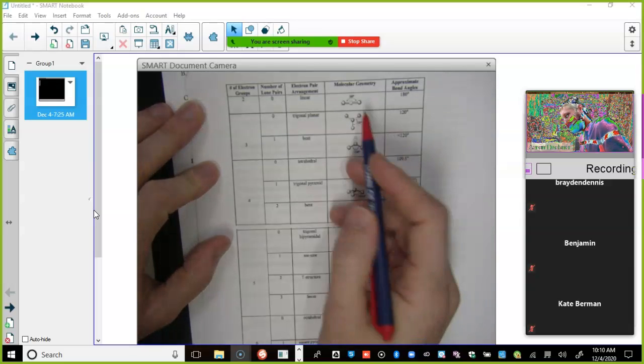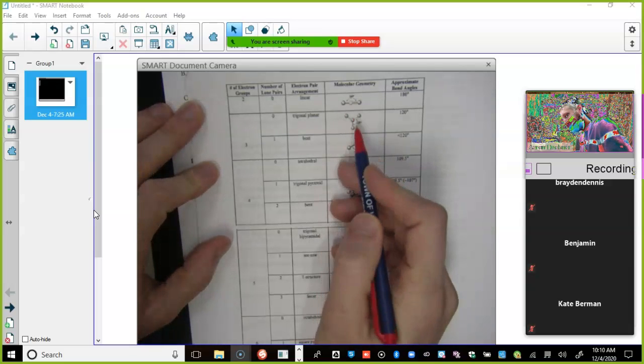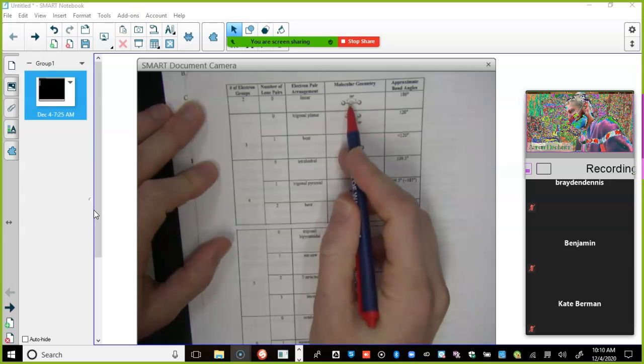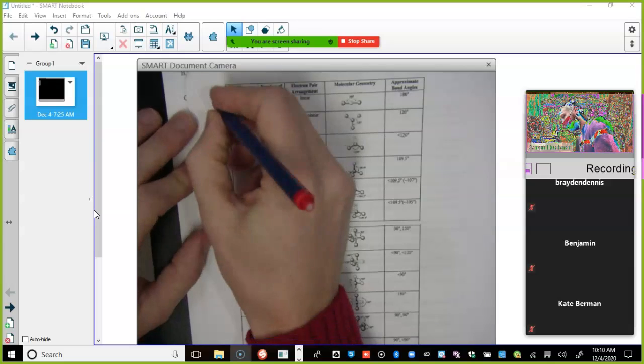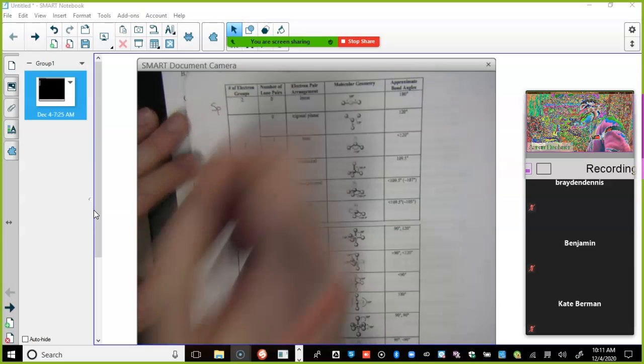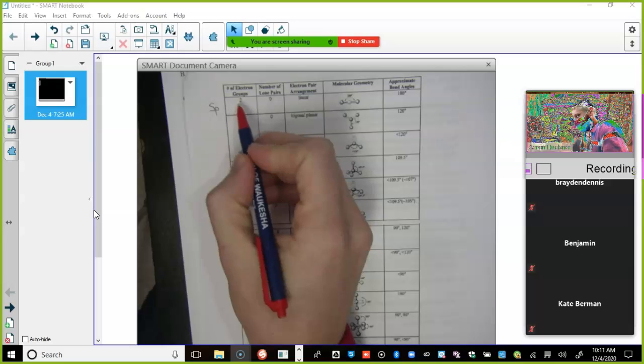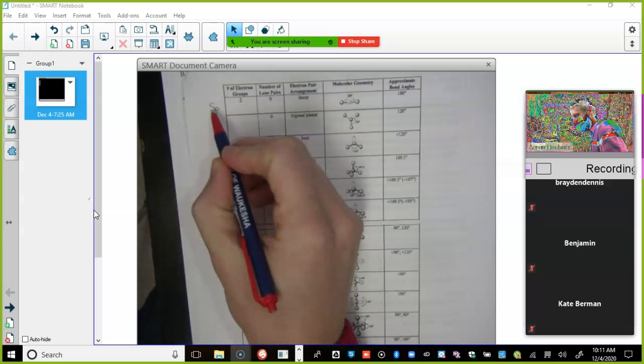Alright, so if you got linear, this is going to be SP. So we're going to put SP right there. Hybridization. What does SP mean? Well, this is dealing with the S orbital and the P orbital, and they mesh, form a hybrid, just like hybrid cars, electric, gas. With 2 electron groups, you got S and P.